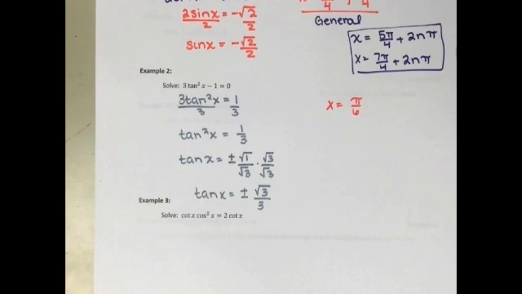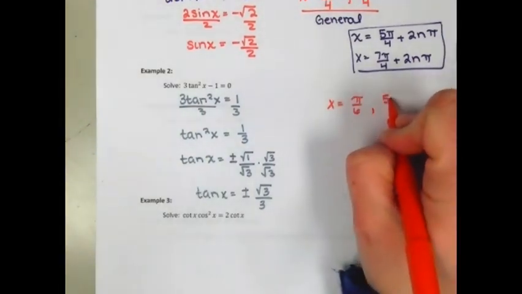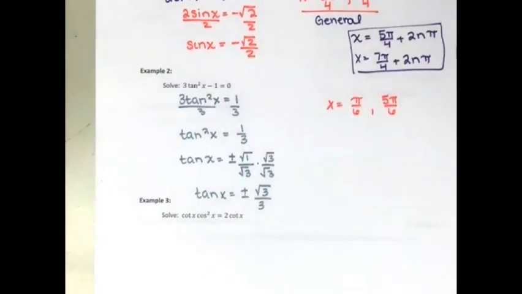So where would our negative be? At what? Wouldn't that be at 5 pi over 6? Is that right? Quadrant 1 and quadrant 2 gives you the negative, right?